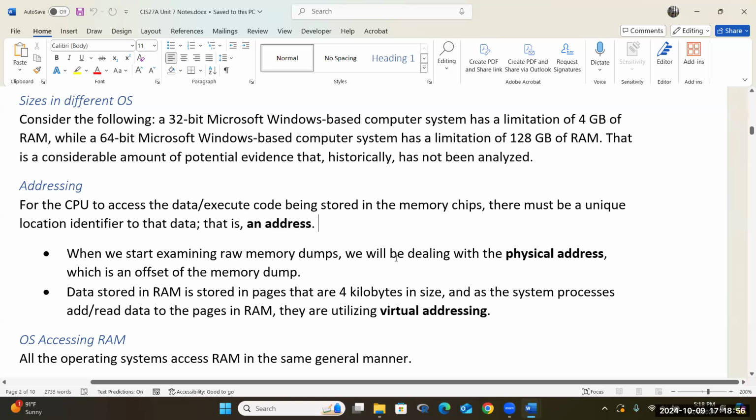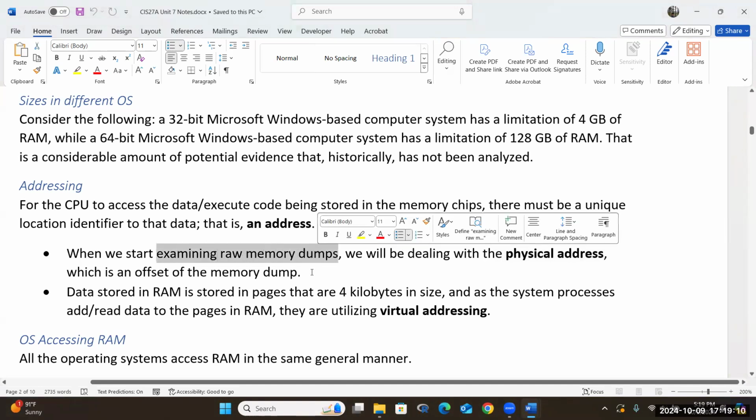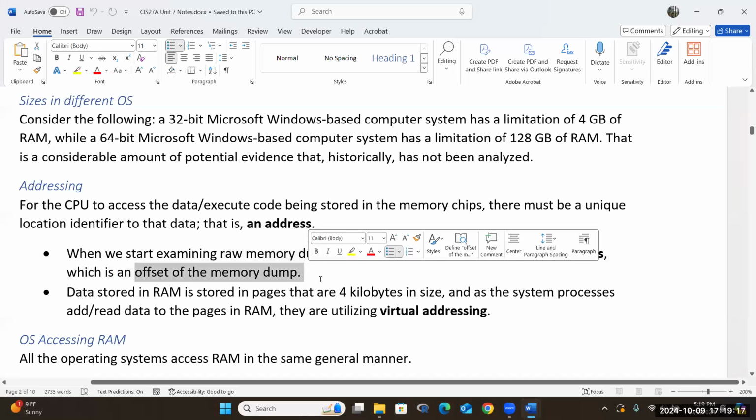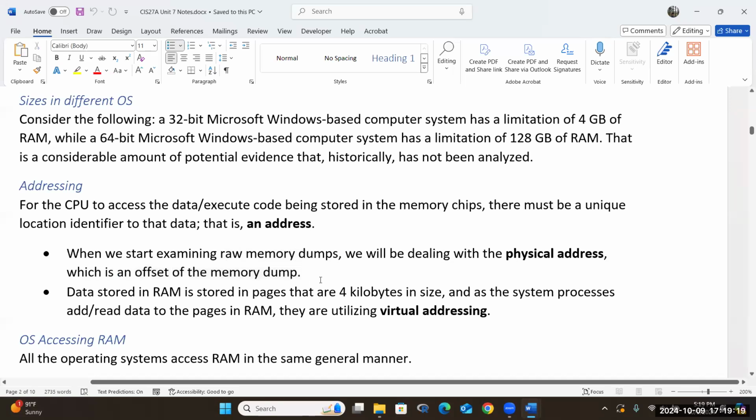So it's going to break down into two categories of addresses. Number one, a physical address, like your home address. Who's living at that home address? And it's going to start with raw memory dumps. So you often see it referred to as memory dumps. And it's considered like an offset. Now, when you store it into the space, right, it's going to chunk it into a certain size.